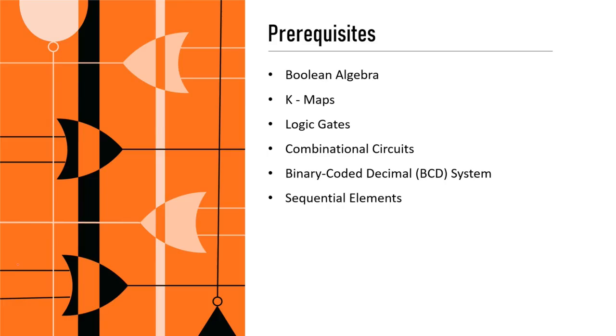Coming to prerequisites, this is a fairly advanced topic, so we expect you to be familiar with the following topics: Boolean algebra, K-maps, logic gates, combinational circuits, BCD system, and sequential elements. In sequential elements, you need to know how to write excitation tables for different flip-flops.